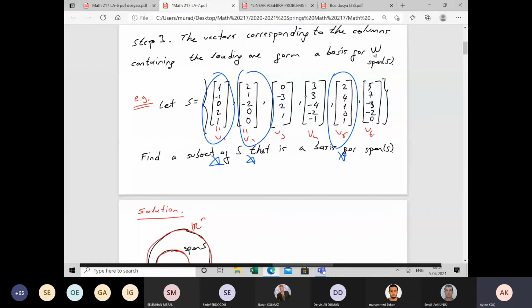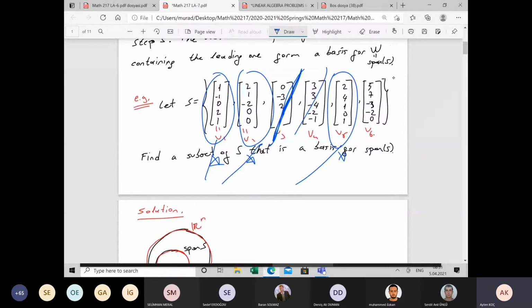linearly dependent vector, and we obtain a set where we choose vectors such that they are linearly independent. It's okay. Any question?